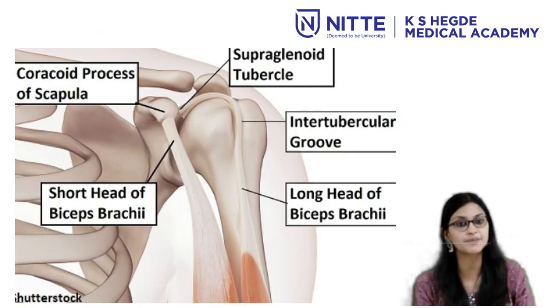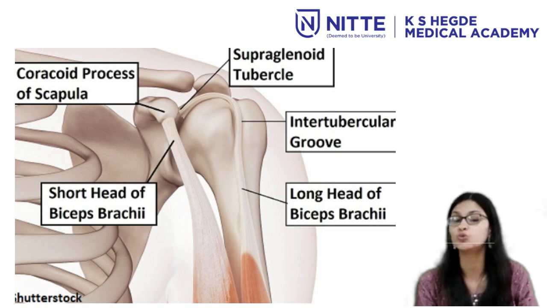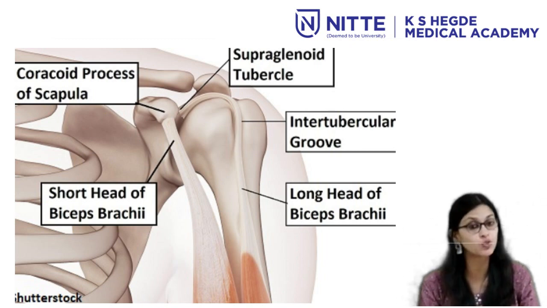Now the biceps brachii muscle. As the name suggests, biceps, bi means two. So this muscle takes origin in the form of two heads, the short head and the long head.